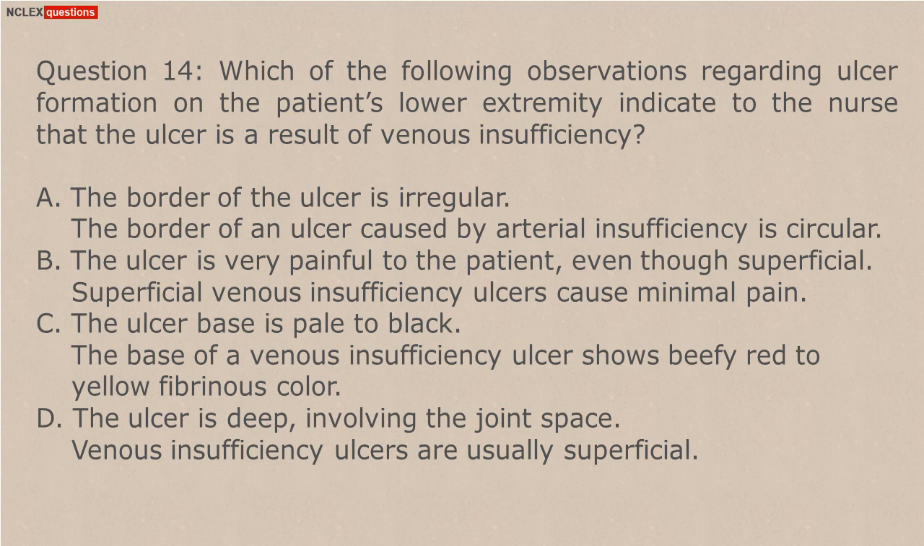B. The ulcer is very painful to the patient, even though superficial. Superficial venous insufficiency ulcers cause minimal pain. C. The ulcer base is pale to black. The base of a venous insufficiency ulcer shows beefy red to yellow fibrinous color. D. The ulcer is deep, involving the joint space. Venous insufficiency ulcers are usually superficial.